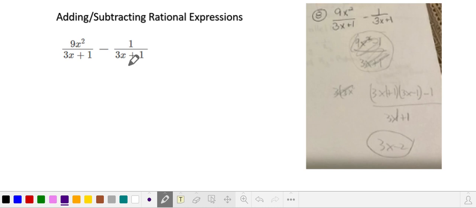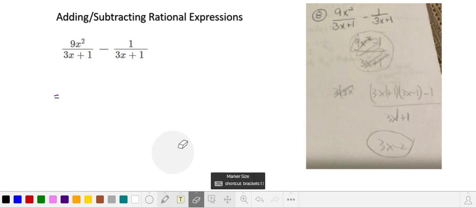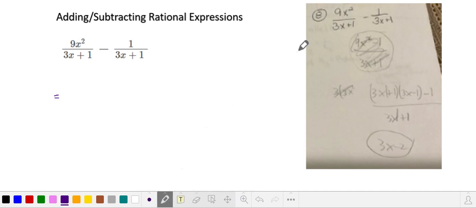Looking at the problem, we're subtracting two rational expressions, but you notice we don't really need to get the greatest common factor because they're the same exact factor. Okay, so for me, instead of writing my equal sign here, I'm just gonna write it below, which would have been the same as what you did. Okay, you wrote your answers below. Okay, the only suggestion that I have for you is to add your equal sign here.